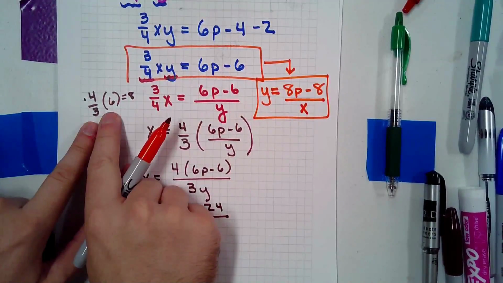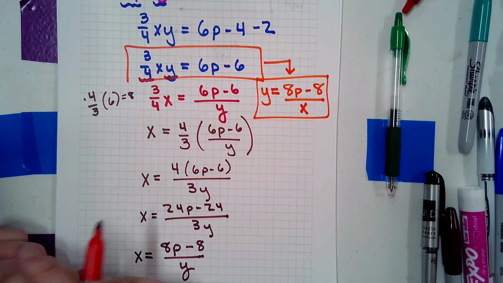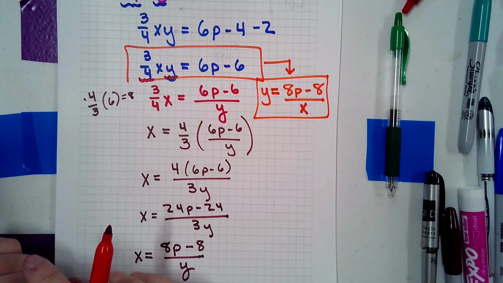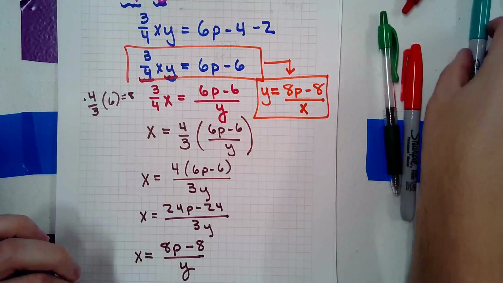Do you see how the freedom here allows you to do things in your head that you thought were impossible? 4/3 of 6. I don't know. It's 8. Divide by 3 times 4. Wow, you're a genius. It's not hard. Fractions are actually kind of nice sometimes. I know you're not convinced yet, but you will be.